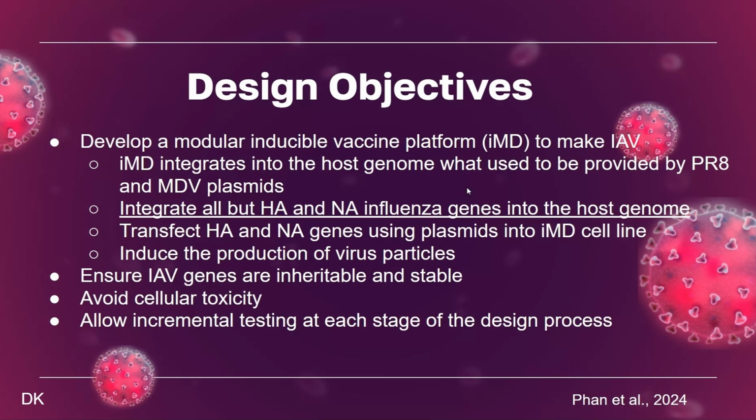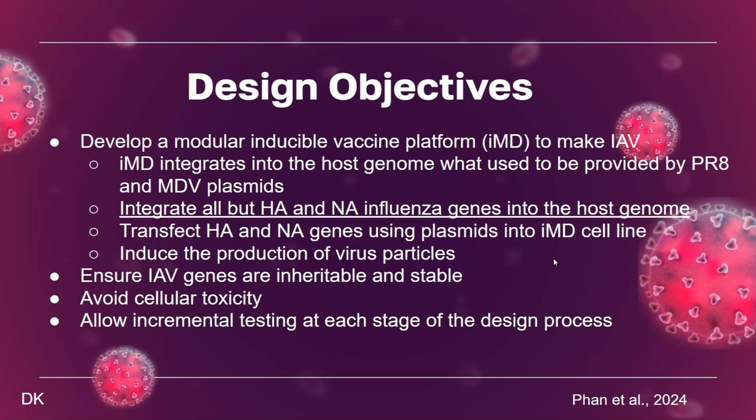And the idea here is that we want to integrate into the host genome of the cell line what used to be provided by the PR8 and MDV plasmids discussed earlier, which contain the 6 genomes of the virus backbone. So we want to integrate all but hemagglutinin and neuraminidase influenza genes into the host cell genome. And then later, we will transfect those IMD cell lines with HA and NA via plasmids.